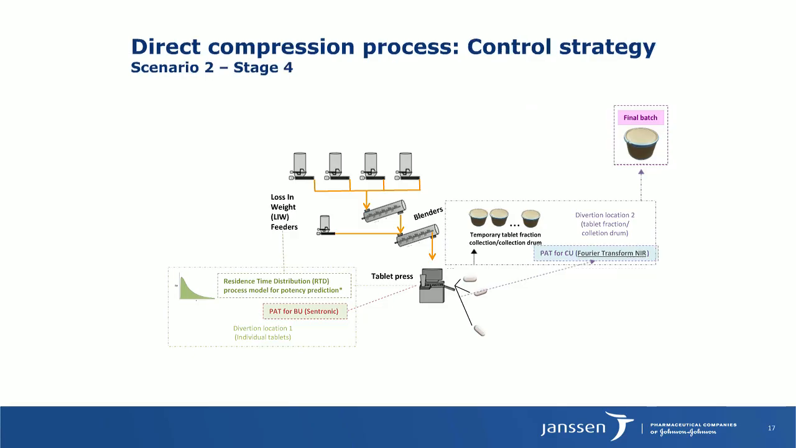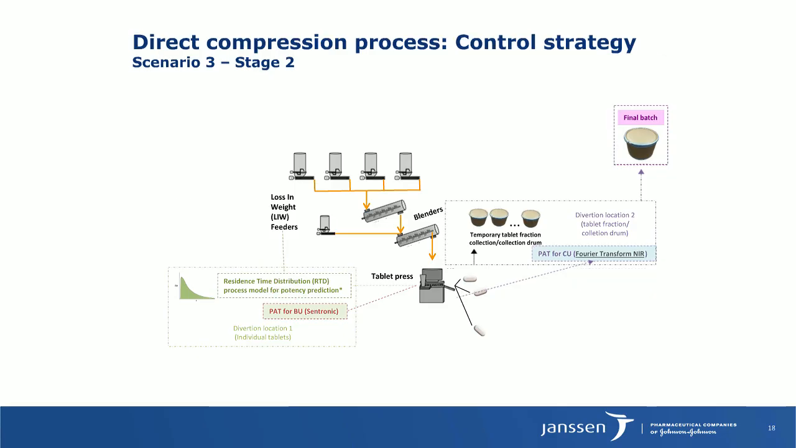The second scenario that is possible, what we called in the previous slides stage 4, is that we have the PAT-BU tool available but not the RTD process. Then we are actually in the same situation as scenario 1, because the PAT-BU tool allows you to see any manufacturing deviation and special cause deviations. So in other words, the PAT-CU tool is again a confirmation of what the PAT-BU tool already tells you, and we can do a rather low sampling frequency.